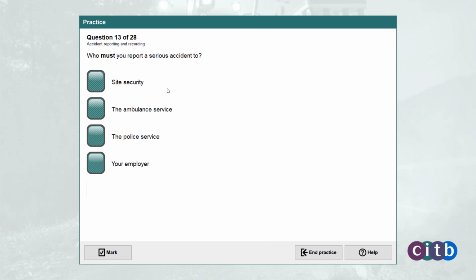Who must you report a serious accident to? Site security, the ambulance service, the police service, your employer.